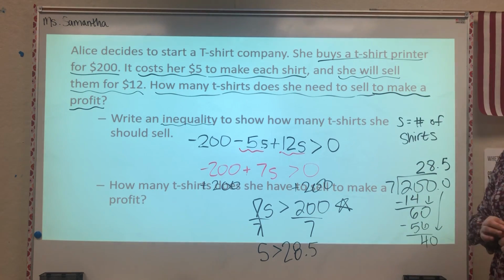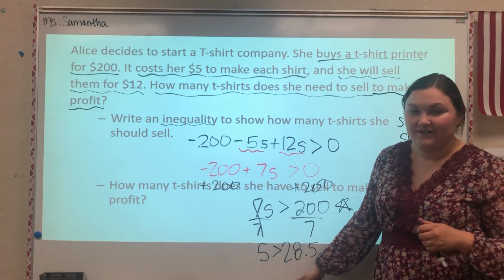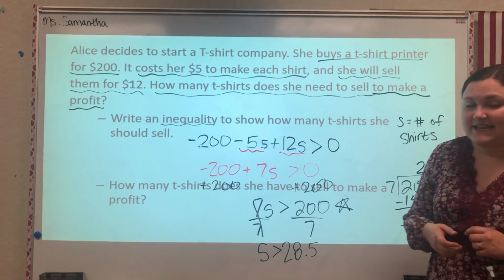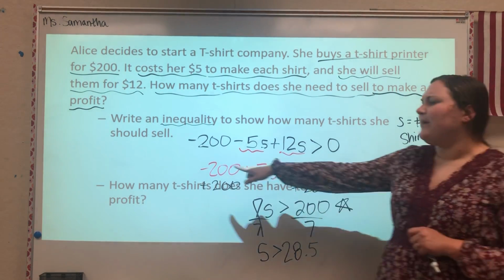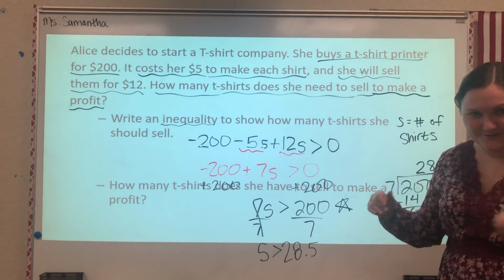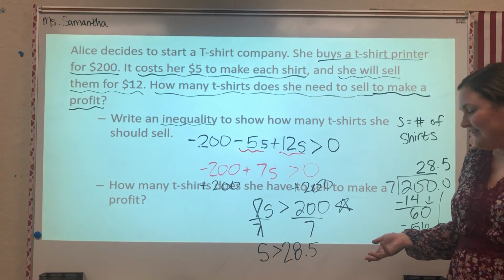28.5. We're talking about t-shirts, so you can't sell a decimal t-shirt. Every now and then there will be a problem where you can write your answer as a decimal, by the way, which is why I'm always going back and checking what the question's asking for. Here it's asking for t-shirts though, and t-shirts, we cannot sell decimal t-shirts. So we've got to round. Which way did you go?